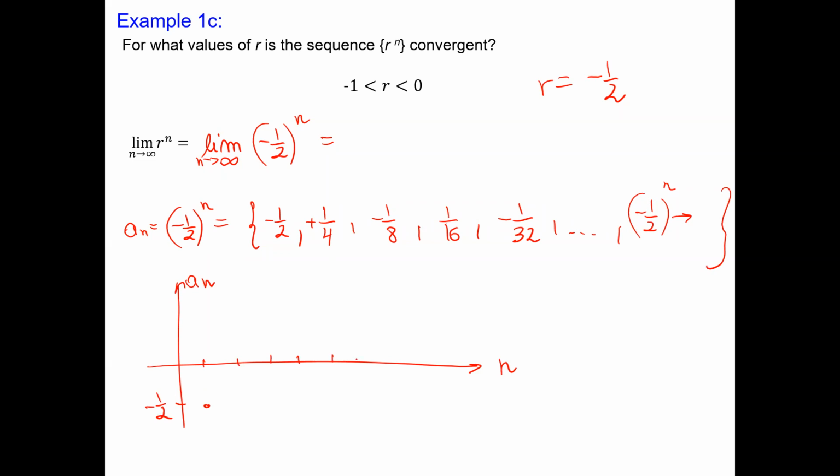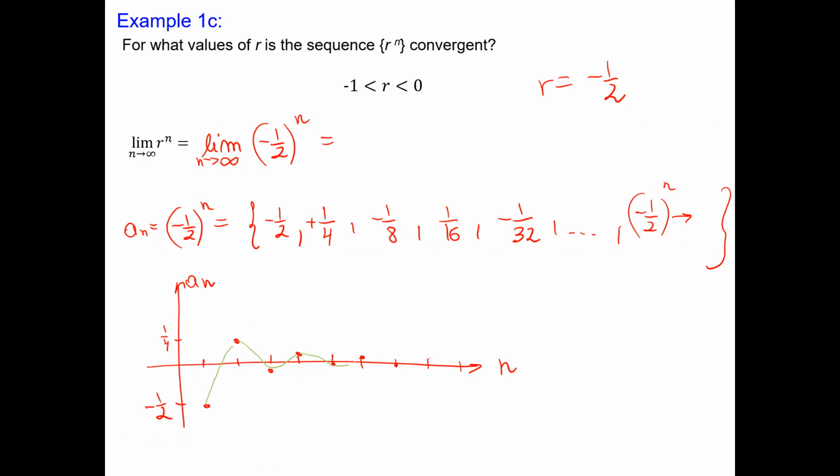First, those are the terms: 1, 2, 3, 4, -1/2, then +1/4, -1/8, +1/16, -1/32, +1/64, -1/128, and so on. Let's connect this, because then we will see.